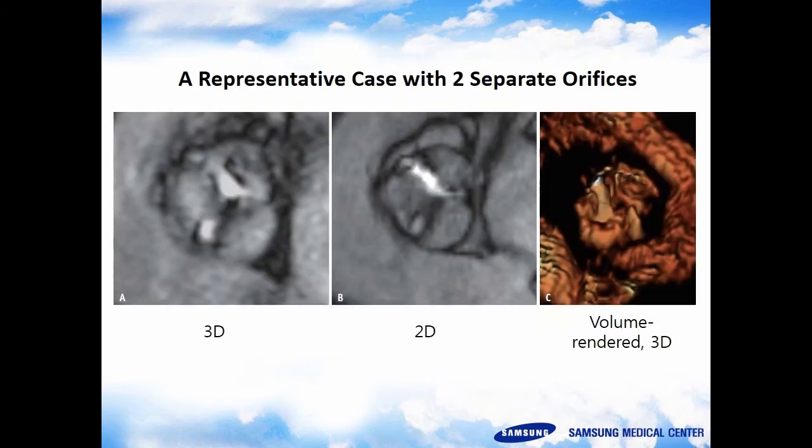Figure shows a representative case with 2 separate orifices. The areas for the 2 orifices were measured twice and summed to calculate the valve area. The 3D planimetry image shows better contrast in the valve orifices than 2D image. Note the bicornuate appearance of the flow jet profile on the volume rendered image.